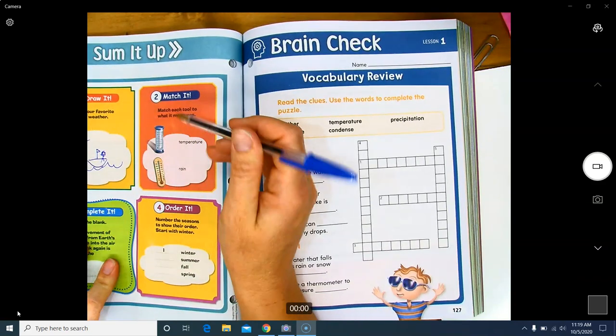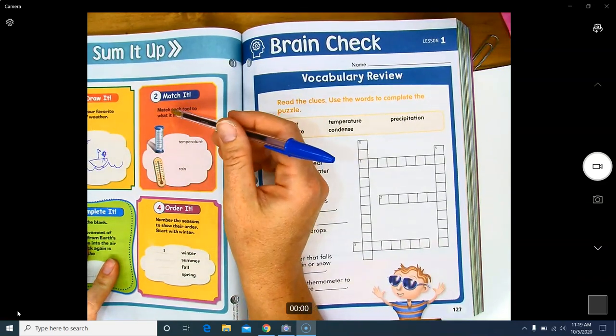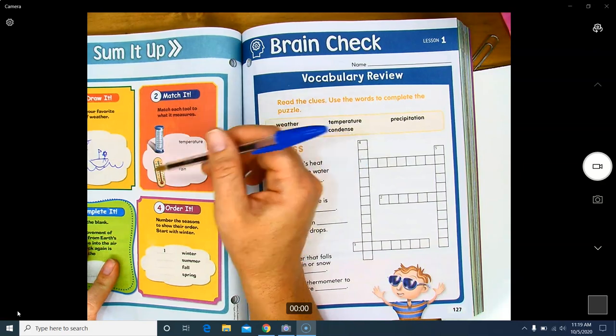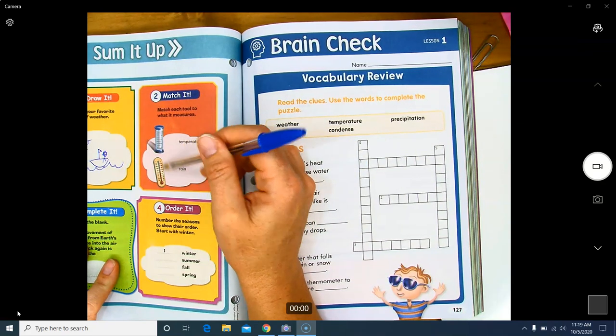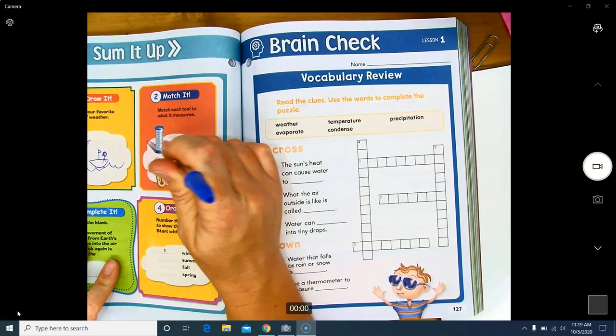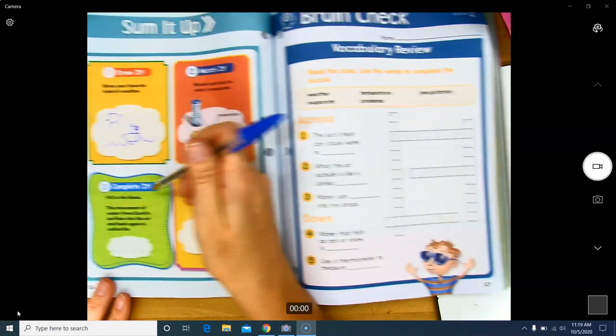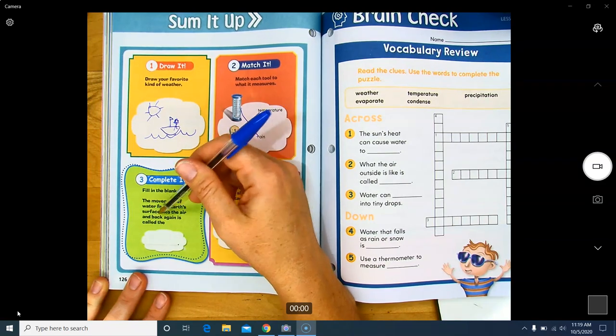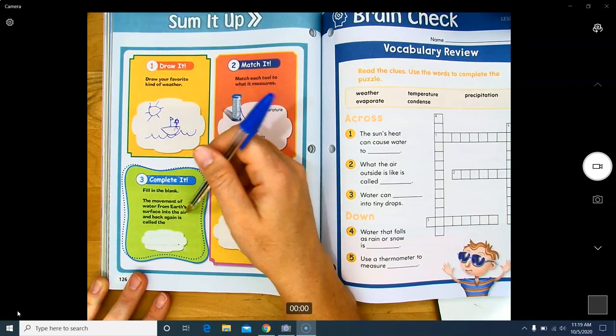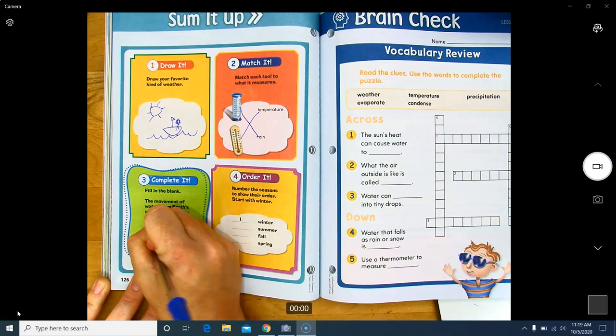I like sunny weather. Match each tool to what it measures. So remember what we talked about? This is the thermometer and this is the rain gauge. The movement of water from Earth's surface into the air and back again is called the water cycle.